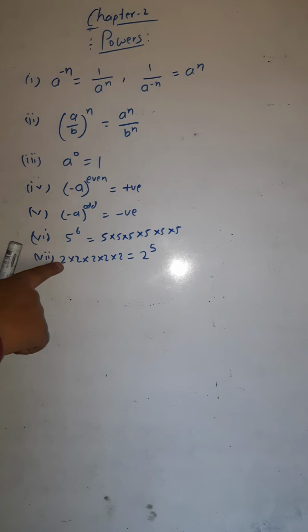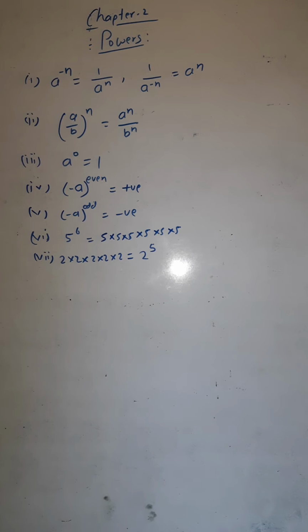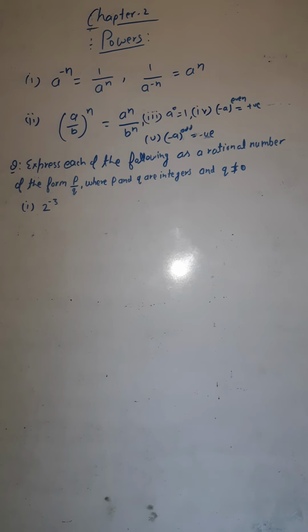Because 2 is coming how many times? 1, 2, 3, 4, 5 times. So you can write this as 2 raised to the power 5. So this is all we are going to discuss in some questions which I would give. First you write this, then we would be discussing the questions.